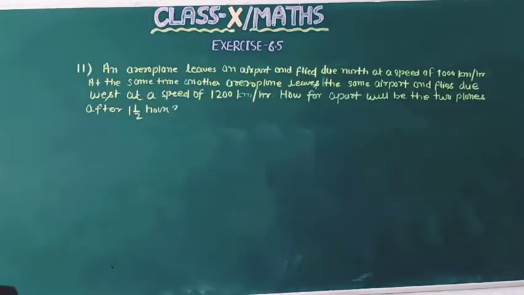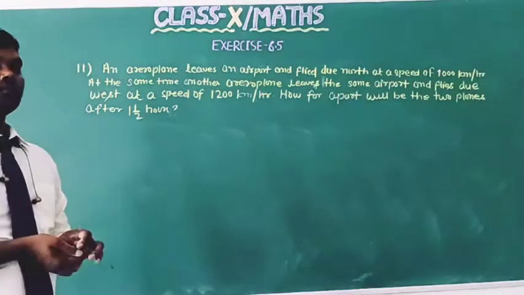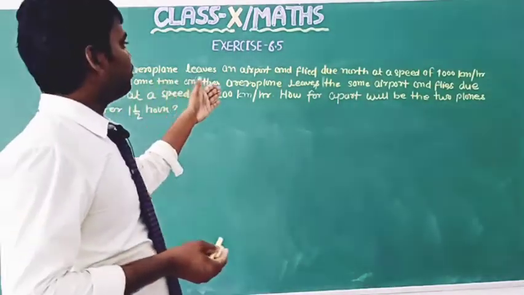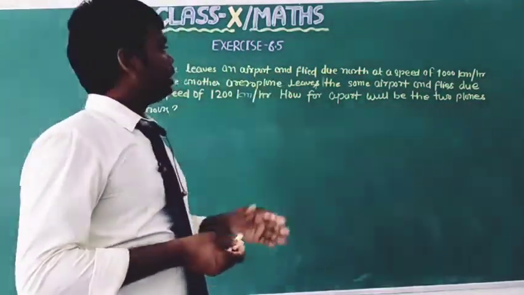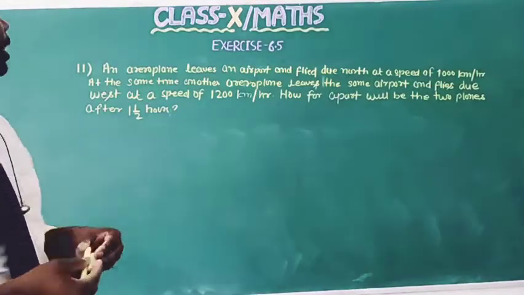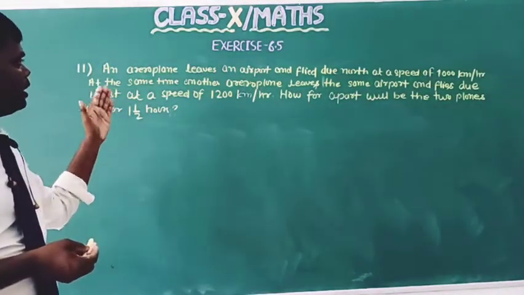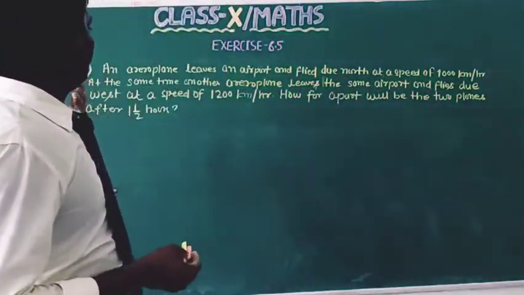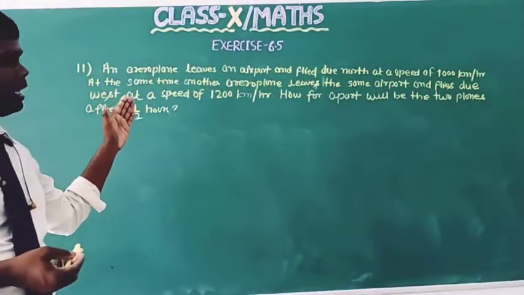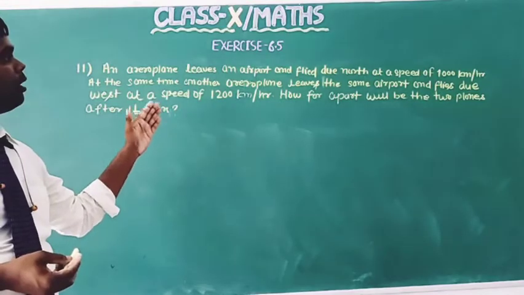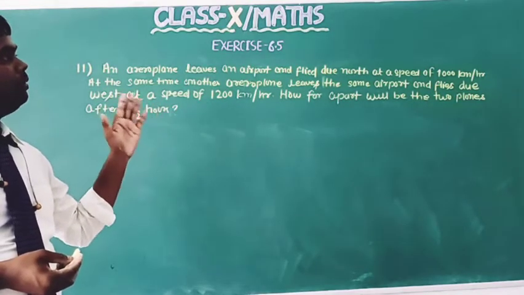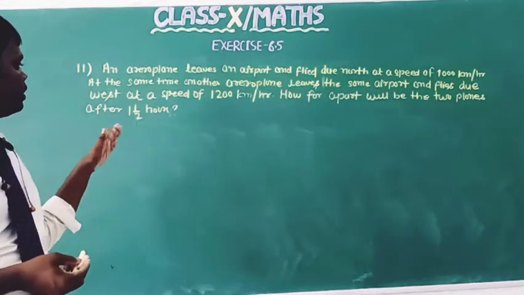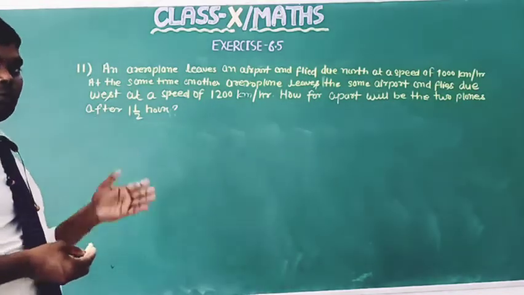Now further move to question number 11. An aeroplane leaves an airport and flies due north at a speed of 1000 km/h. At the same time, another aeroplane leaves the same airport and flies due west at a speed of 1200 km/h. How far apart will the two planes be after 1 and a half hours?